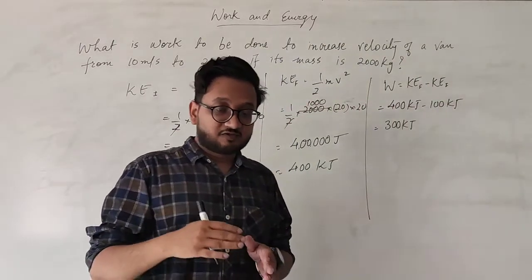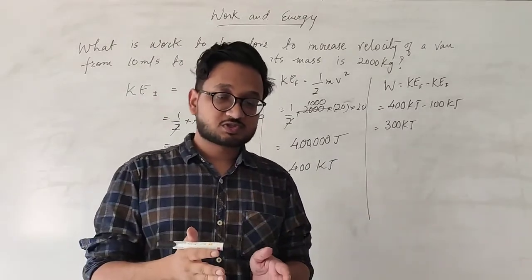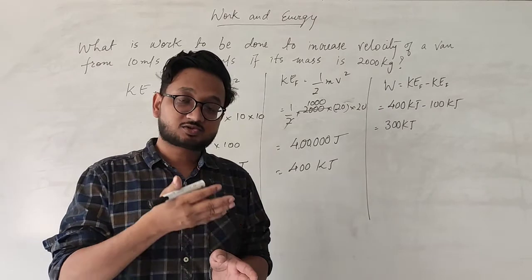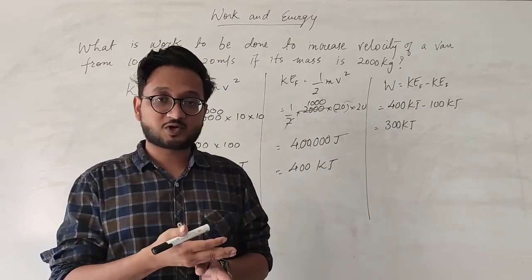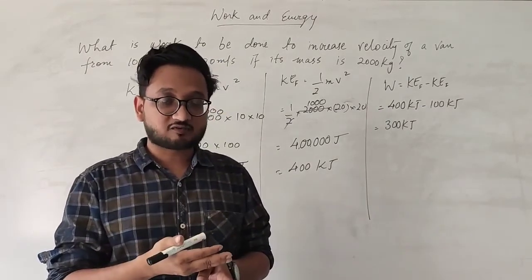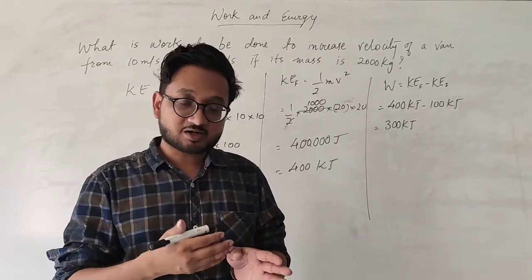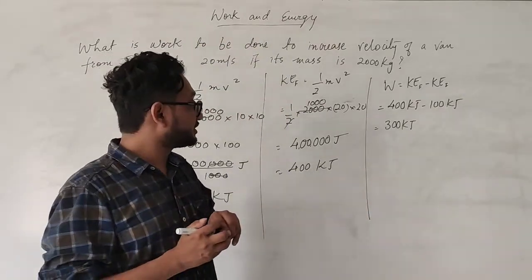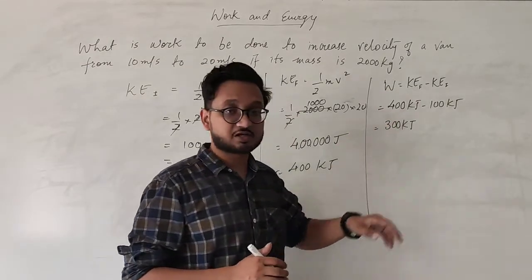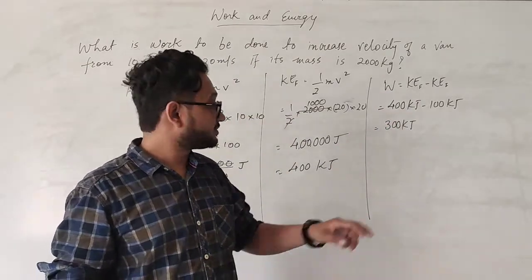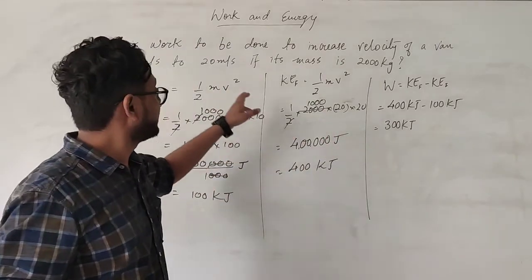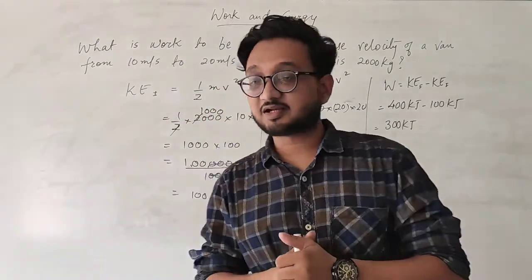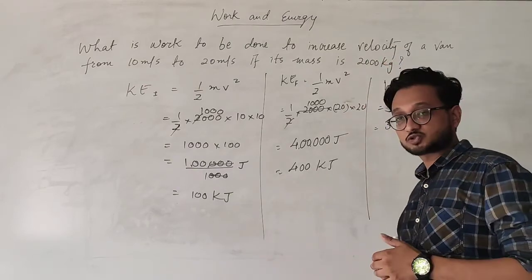So the work done is 300 kilojoules. That 300 kilojoules was added to the 100 kilojoules of the original energy of the van, and 100 plus 300 became 400 kilojoules. So 300 kilojoules of work was done on the van, and that much energy was added to the van so as to become its final kinetic energy of 400 kilojoules.